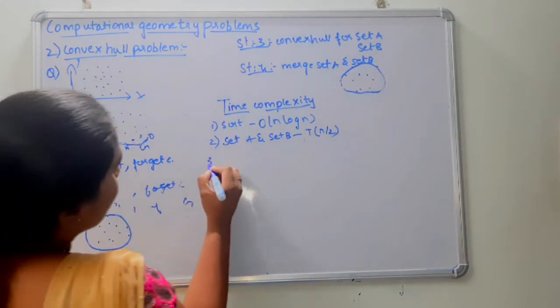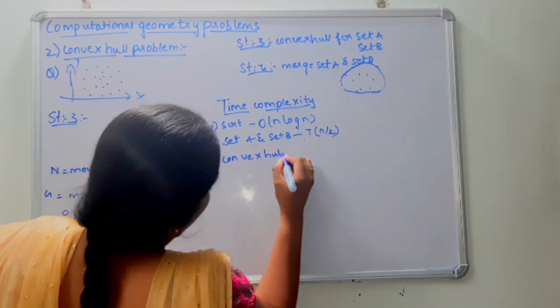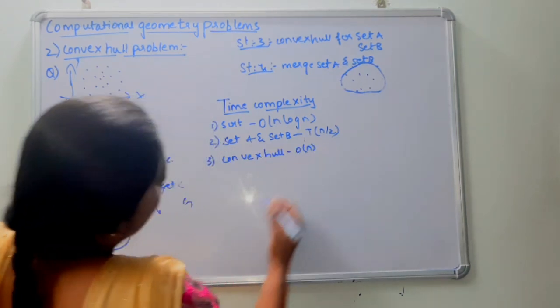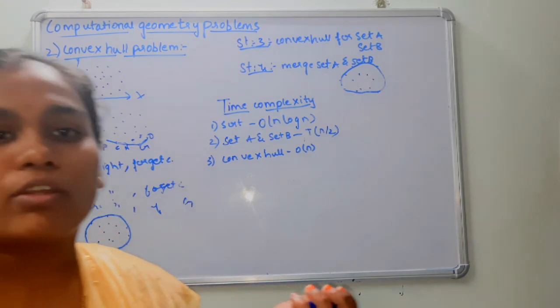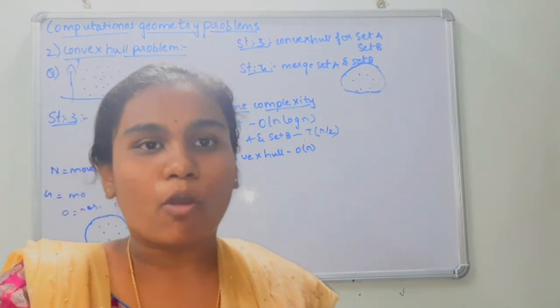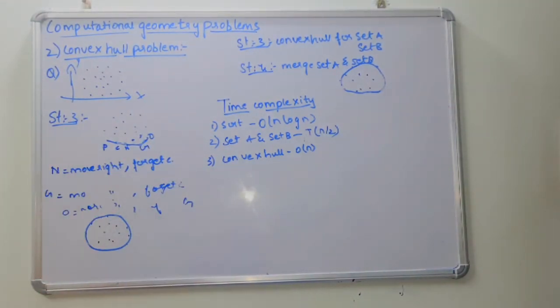In the third step, while performing the convex hull, the time complexity is theta of n. And these are the time complexities for each and every step. And this is the end of this session. In the next session, we are going to learn about some other computational geometry problems.